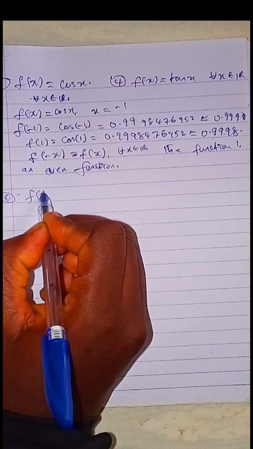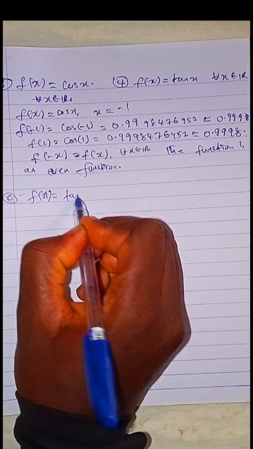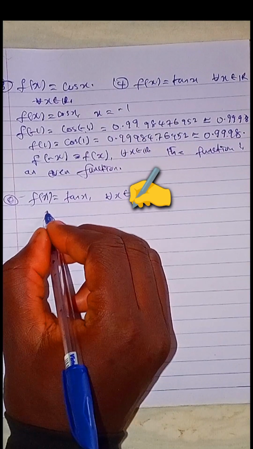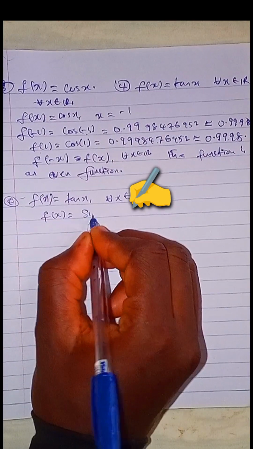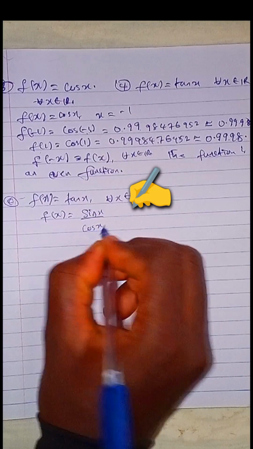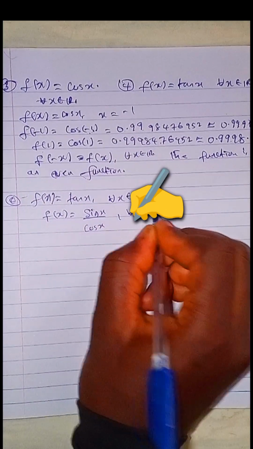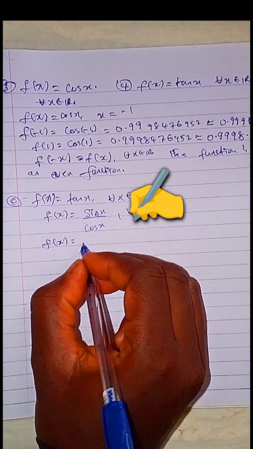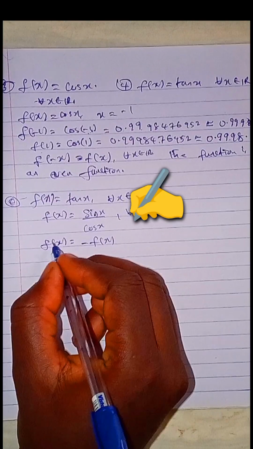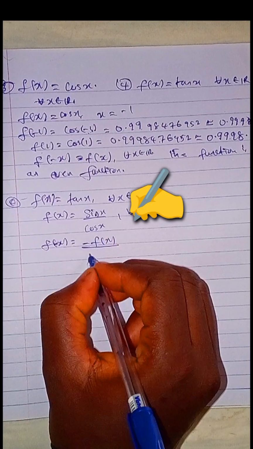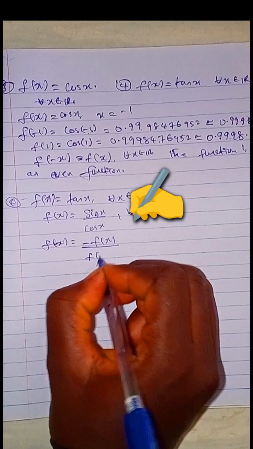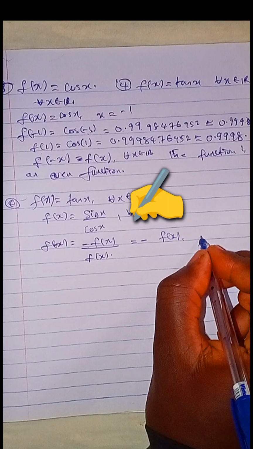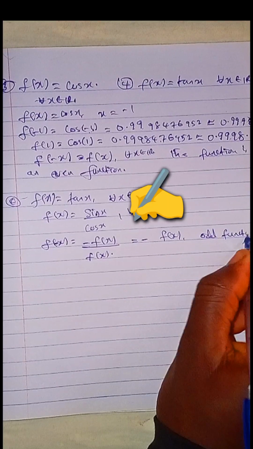Given f of x equals tan x for all x, what is f of x? You can also write it as sine of x over cos of x for all x. Sine is an odd function, which always brings out minus f of x. Cos is an even function, which always brings out the same value. So the function is going to be an odd function.